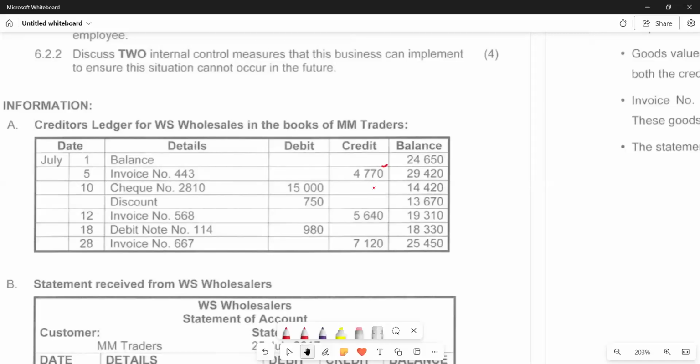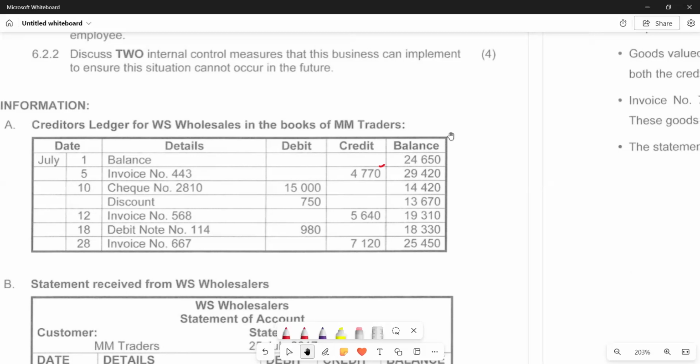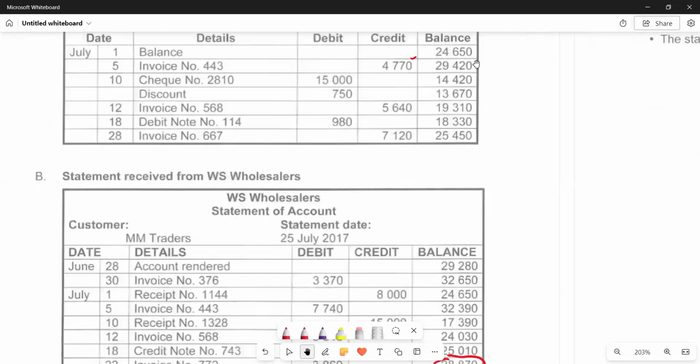Then we check invoice 443 on the statement, which we are told is correct. We see invoice 443 with an amount of 7,740. So this figure is the one which is correct and the other one is wrong. It means we entered a smaller figure in the creditors ledger. So what are we supposed to do? We are supposed to add to this figure of 4,770 so that it comes to the correct figure, which is 7,740.